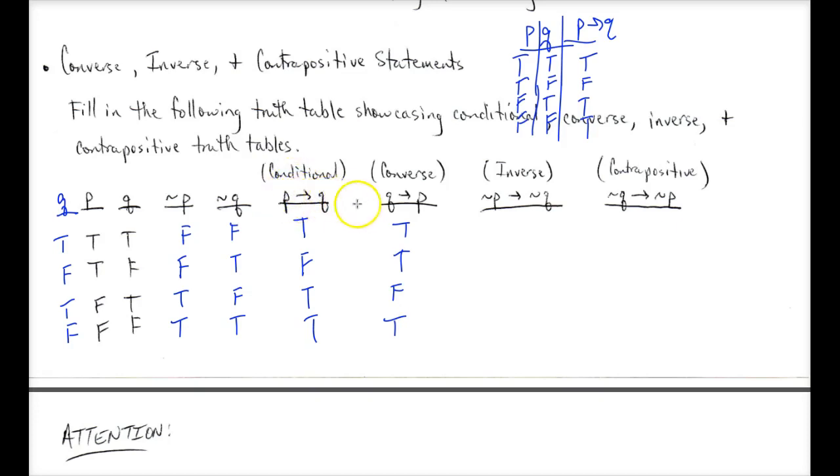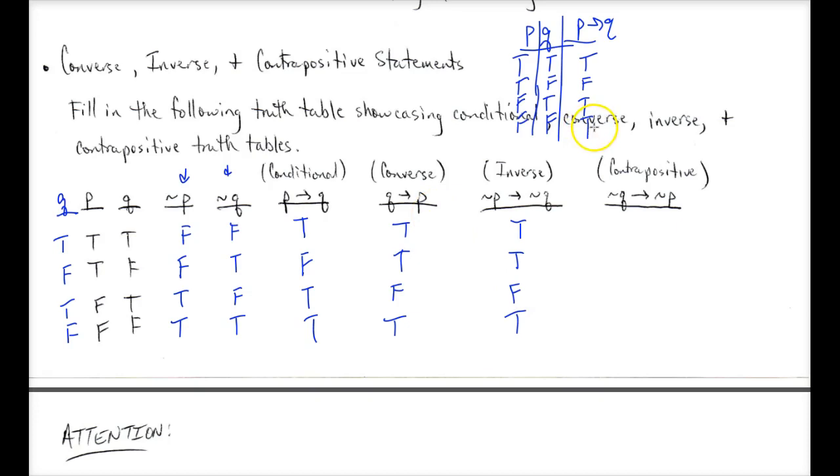Now, for the next statement, we're going to look at not P. If not P, then not Q. So we're going to look at these 2 columns now. And so now we read conditional statements just the same way. False and false is true for the conditional statement. False and true is true. True and false is false. And true and true is true.